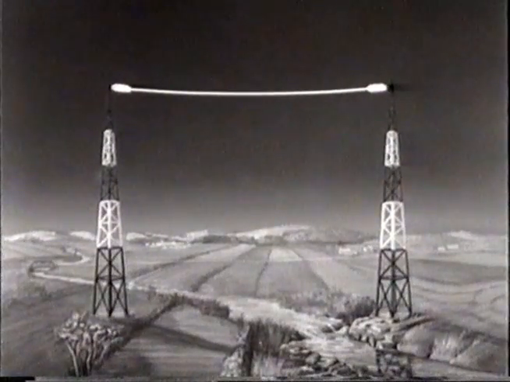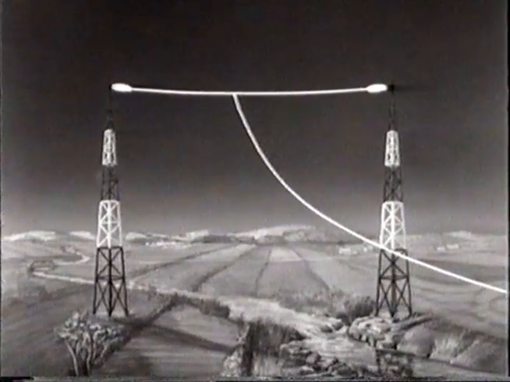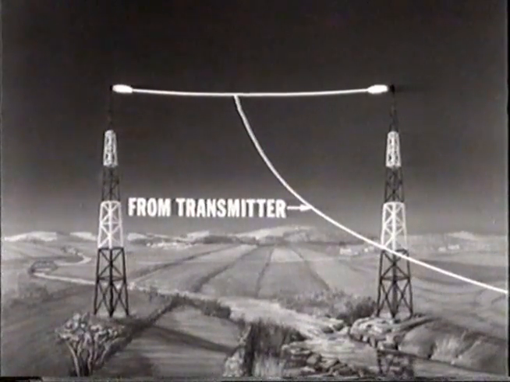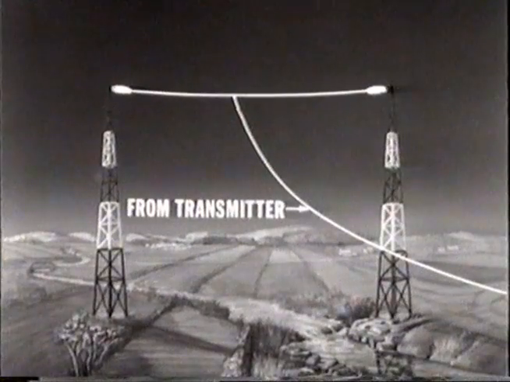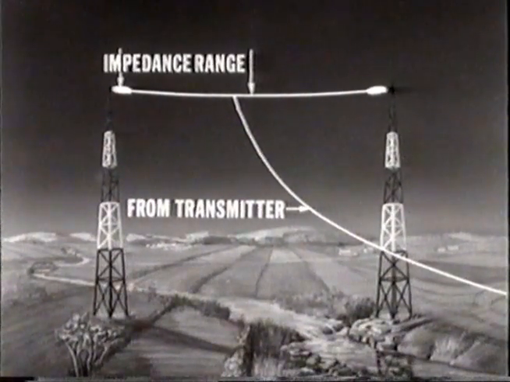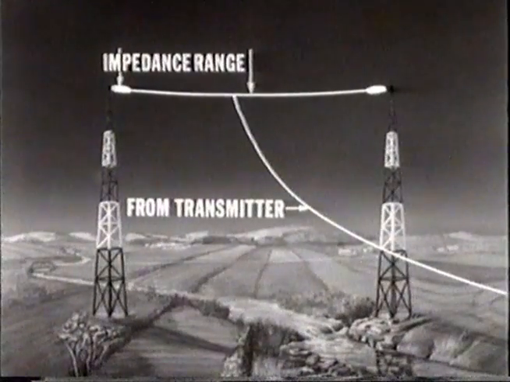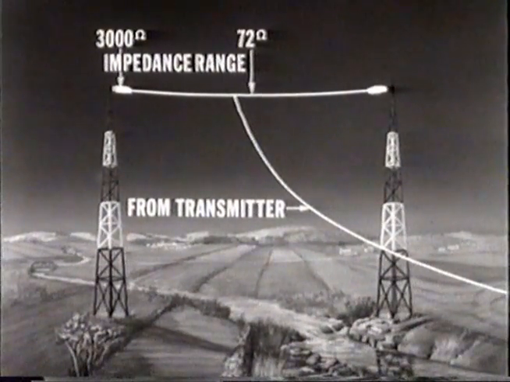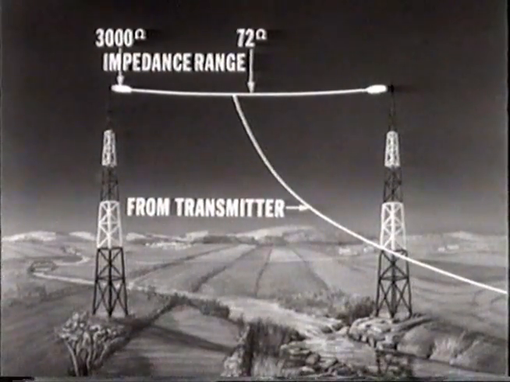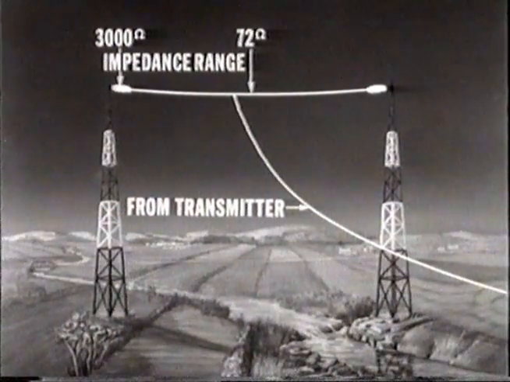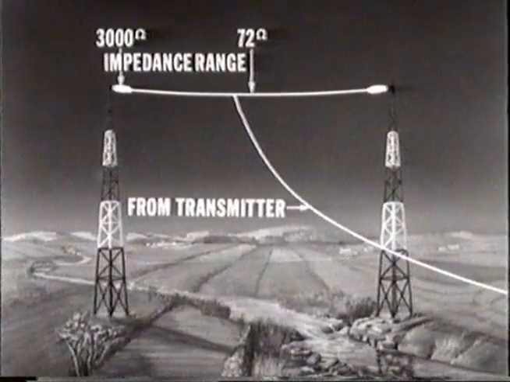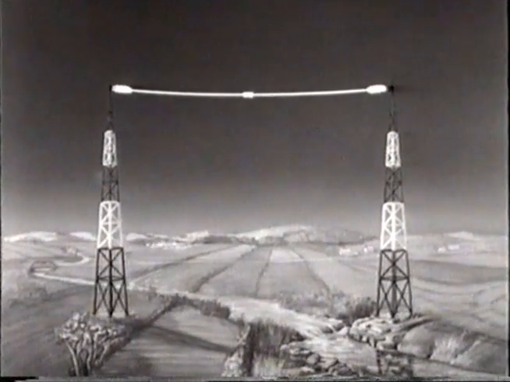We may attach a single wire to an antenna as a transmission line from the transmitter. We attach this at a point about 1/7 of the antenna's length from its center. Since the impedance range of the half-wave antenna is from about 3,000 ohms to about 72 ohms, the impedance of the transmission line and of the antenna at that point will match.